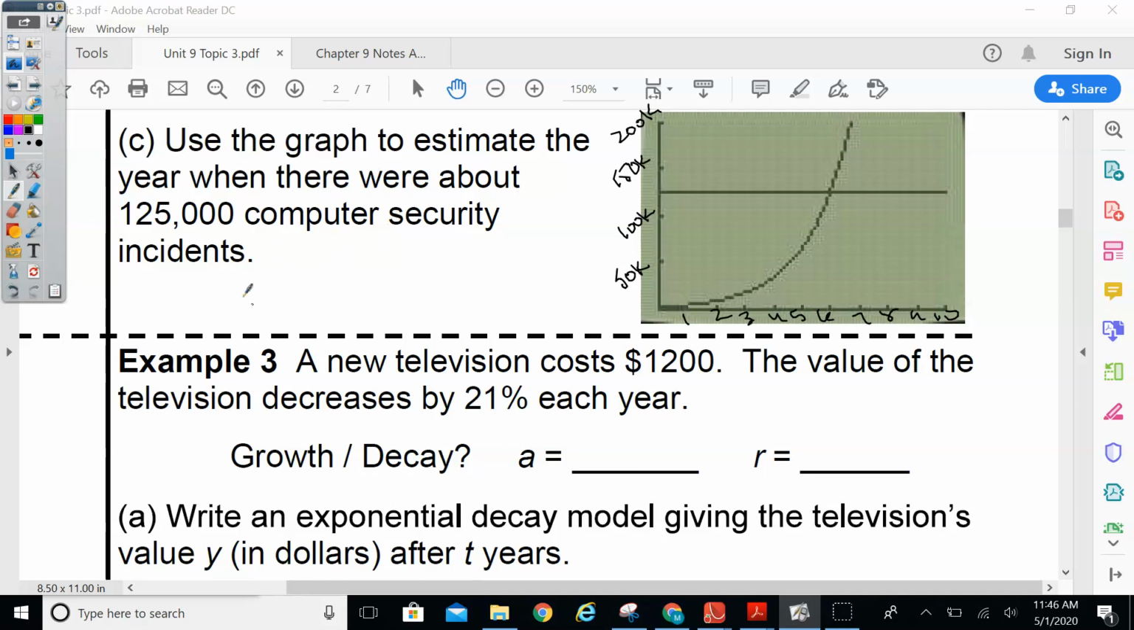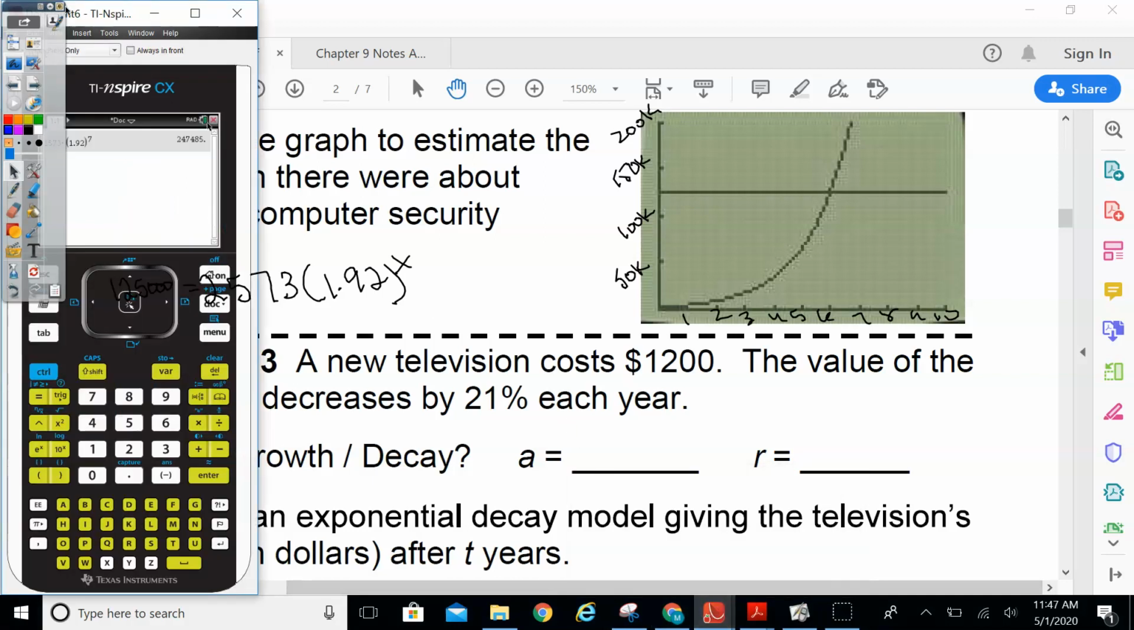So what are we plugging into the calculator? On one side, we're going to plug in the equation. 2,573 times 1.92 to the x power. Make sure you do plug in x. If you plug in the number, it's not going to graph the exponential shape, it's going to graph a horizontal line. And we want to know, when is this equal to the 125,000. So here, plugging it in. So we want the graph.